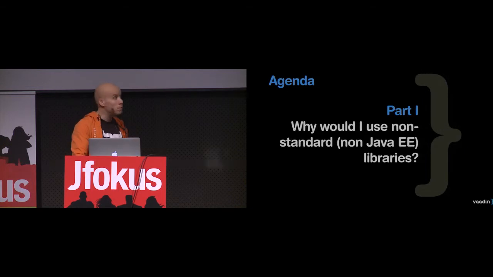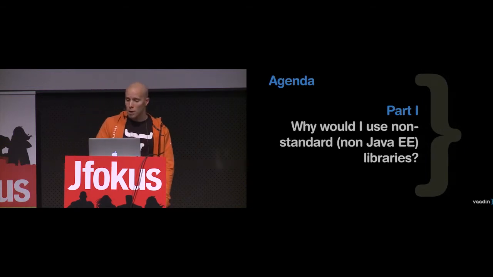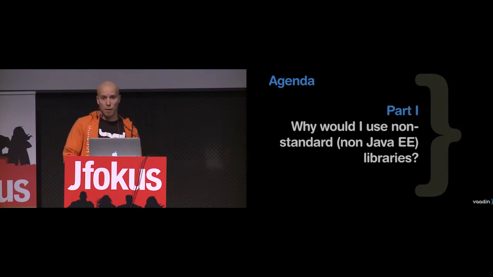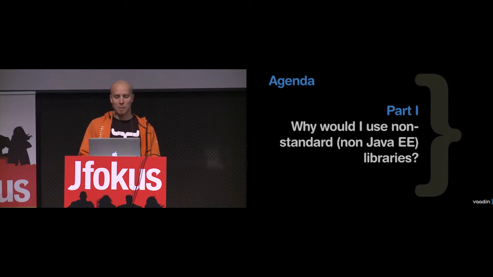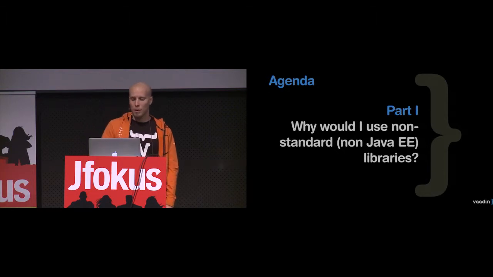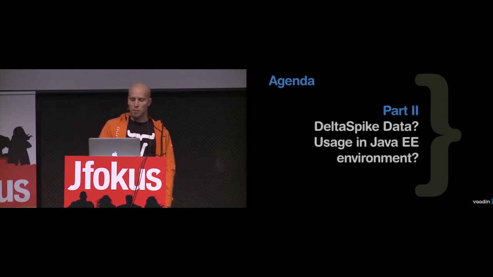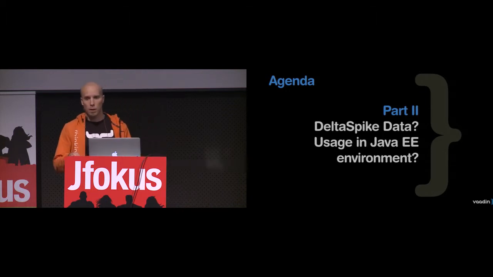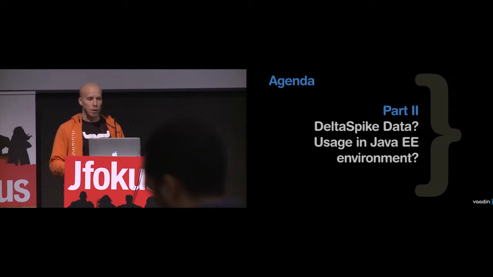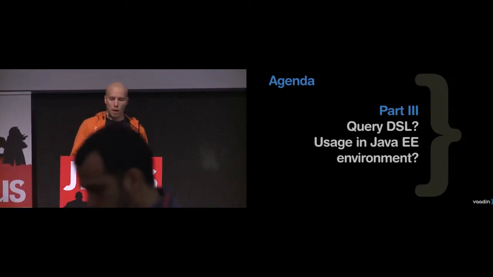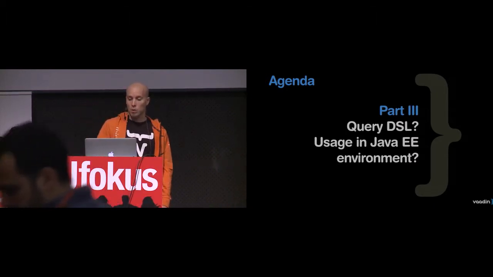In the first part of the presentation, I will talk about JPA and about sticking to standards or using some enhancement libraries above those standards. Then I will talk in more detail about DeltaSpike Data, how it works and how you should use it in a Java EE environment. And then I will do the same thing for QueryDSL.